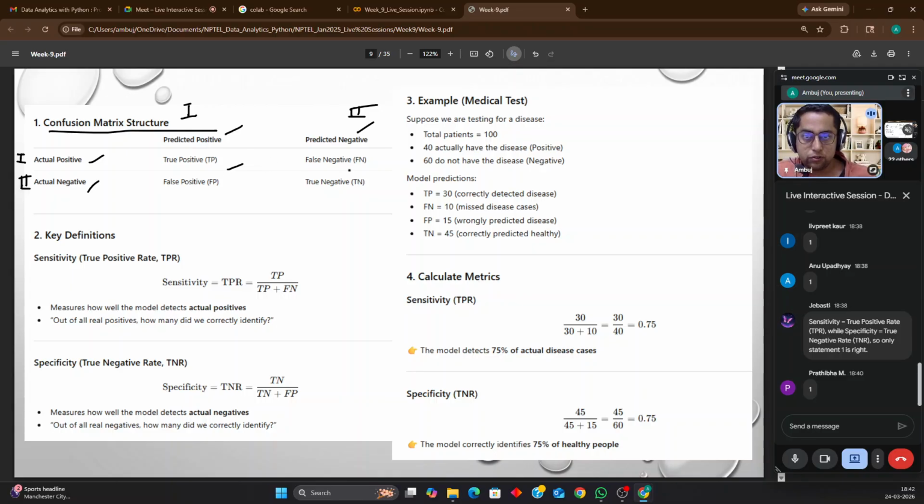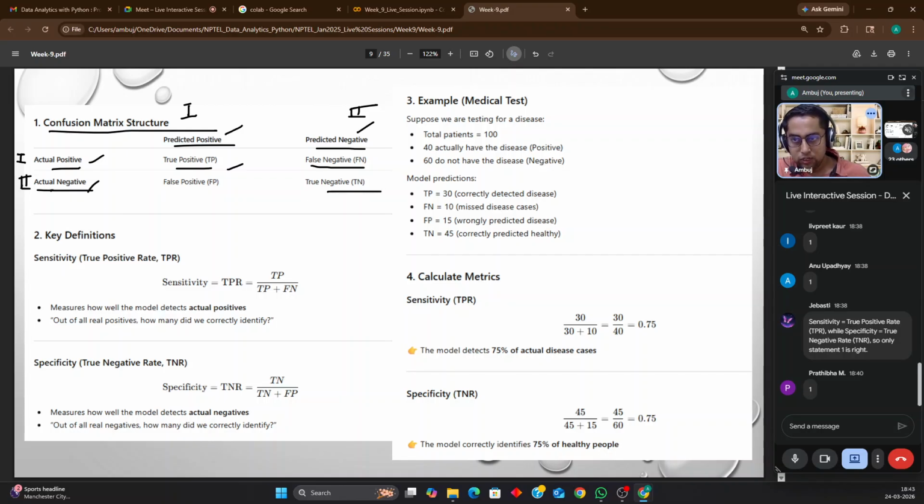True positive is when it is actually positive and it is predicted positive. When it is predicted negative but it is actually positive, the model has given it negative, then in that case it is false negative. When it is actually negative and the model has predicted it as positive, then it would be false positive. Always go for what the model has predicted. When it is negative and it belongs to the negative class, it will be true negative.